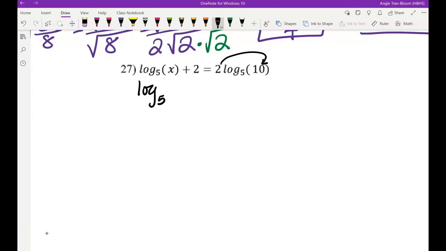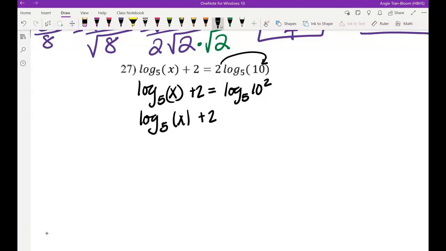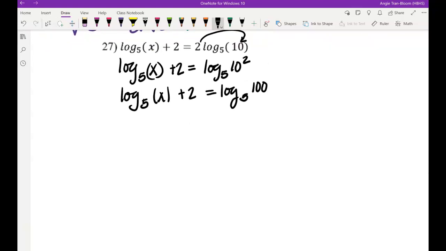So log base 5 of x plus 2 equals log base 5 of 10 squared. And 10 squared is going to be 100. So log base 5 of x plus 2 equals log base 5 of 100. Okay. Now, let's move all of the terms with the log to one side. So what I meant by that is now we will subtract this to the right side.